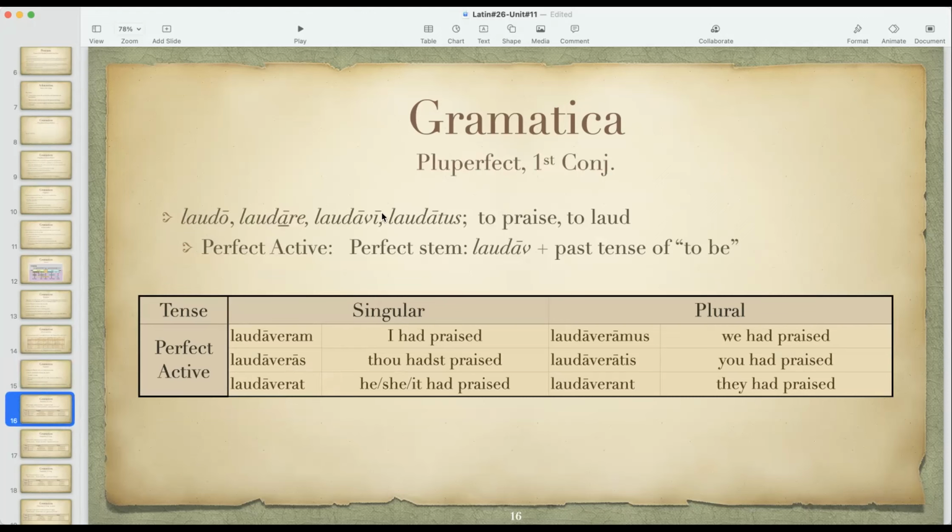So there's our perfect stem. So laudav plus the past tense of the verb to be. So let's try and all read through this together. We'll see how well this works. So laudaveram, I had praised. Laudaveras, thou hadst praised. Laudaverat, he, she, it had praised. Laudaveramus, we had praised. Laudaveratus, you had praised. Laudaverant, they had praised.